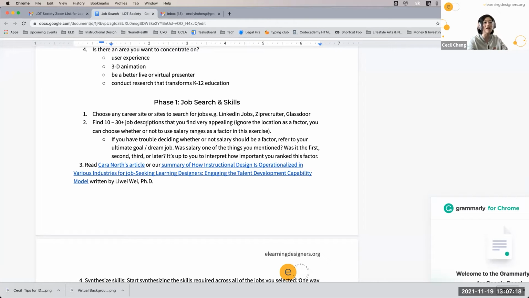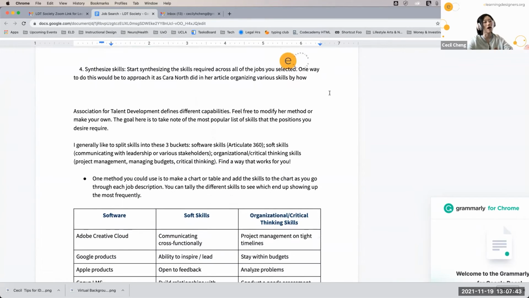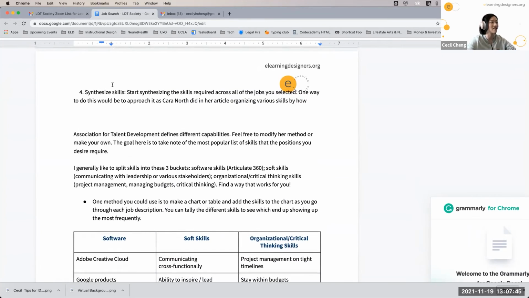It's a great article. There's also an easier version of that article, which is a summary that we produced. She just gives you a framework for looking at job descriptions and figuring out what skills they want. So in this exercise, instead of looking at all ID job descriptions, I just want you to look at the ones that really speak to you, where you read it and you're like, oh, that's cool, I can see myself doing that.